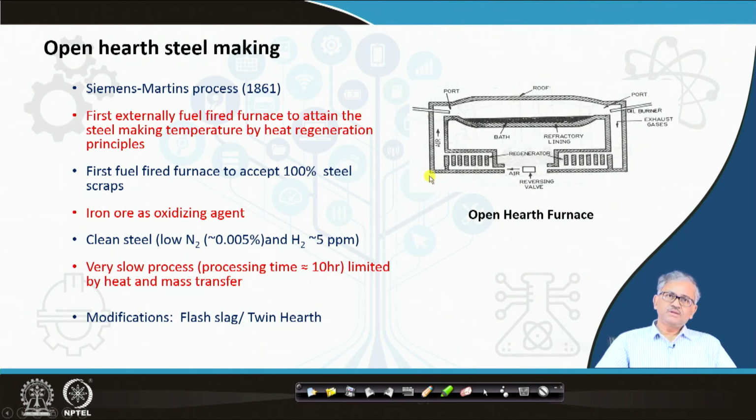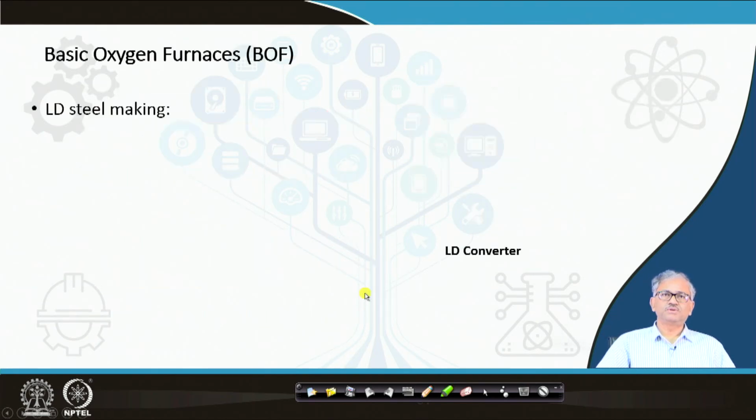But the LD furnace came around 1950, and this is around 1861. So for 100 years the open hearth furnace served the purpose of making steel to a great extent. Okay. But it had a very long time, 10 hours, and later on it was reduced to 6 hours, but still it was quite a large time requirement for refining the steel.